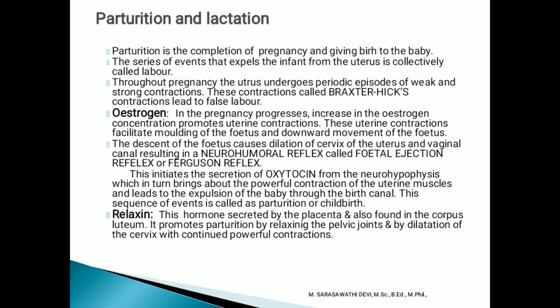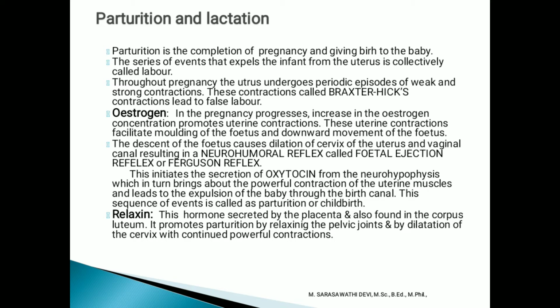This initiates the secretion of oxytocin from the neurohypophysis, which brings about the powerful contraction of uterine muscle and leads to expulsion of the baby through the birth canal. This sequence of events is called parturition or childbirth.